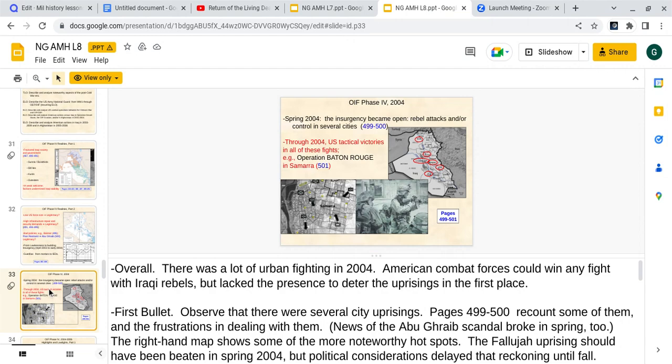Then through 2004, there were United States tactical victories in all of the fights they were fighting except for Samara. So understand Samara. Samara is an exception to where the U.S. was making tactical victories in all their fights. Samara, there was not a tactical victory from the U.S. They did not experience victory in Samara.